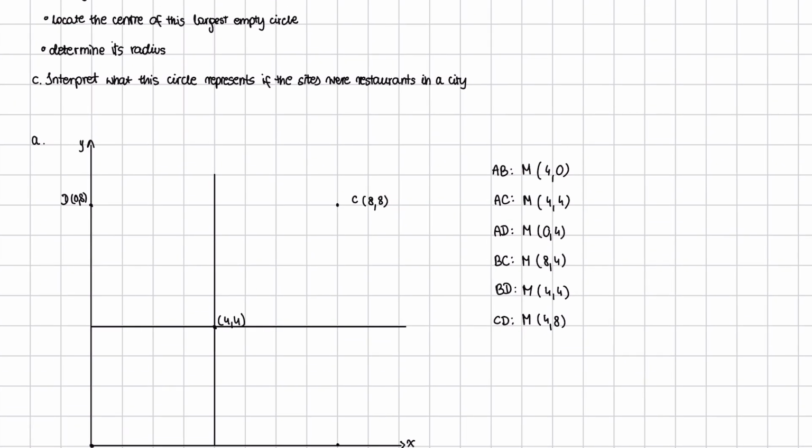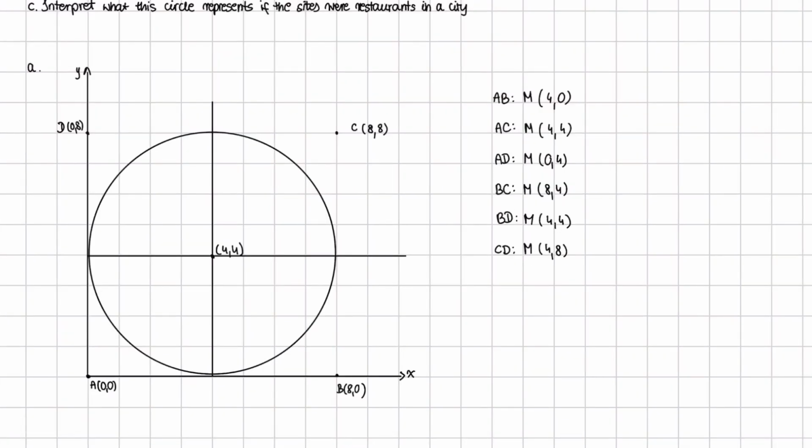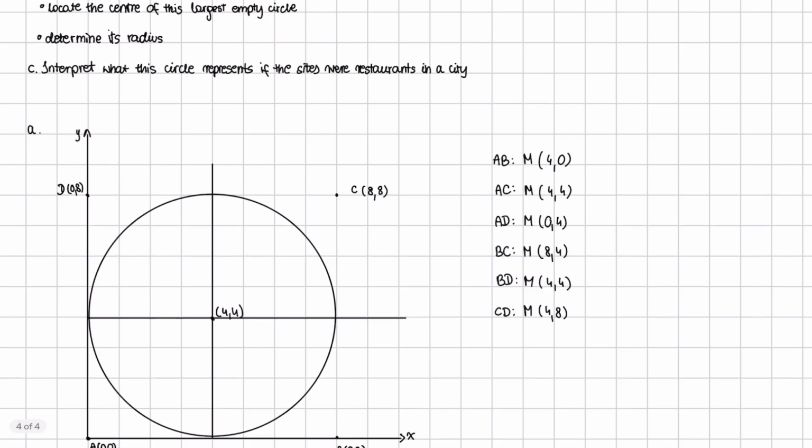and determine its radius. So now we have to draw the largest possible empty circle. So the circle with center 4, 4, and the circle that doesn't contain A, B, C, and D. So as you can observe, our circle doesn't contain any site, and we can observe that the radius is basically 4.